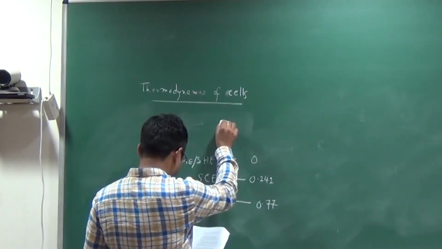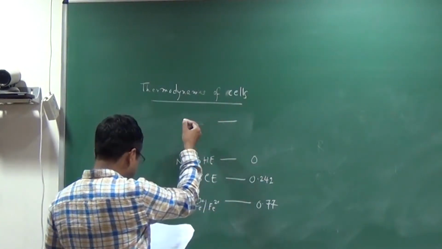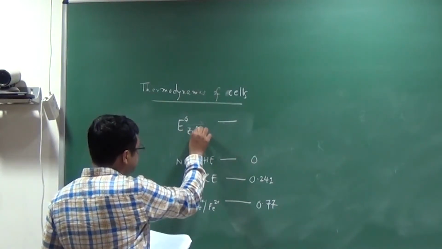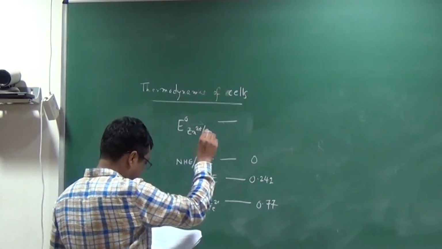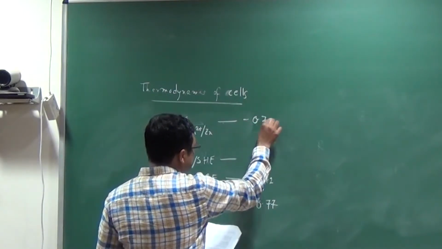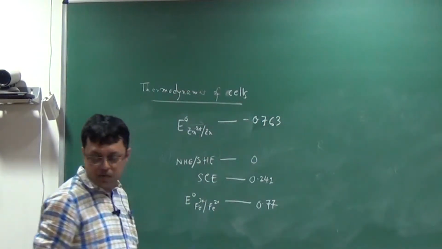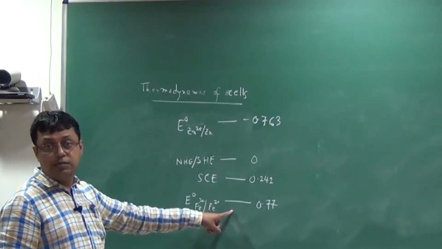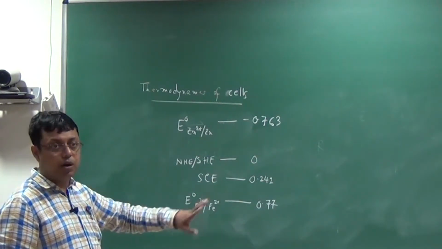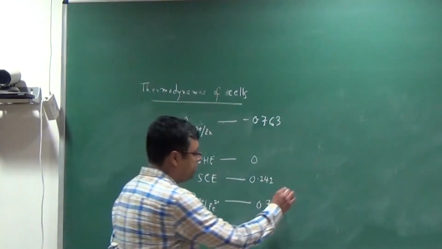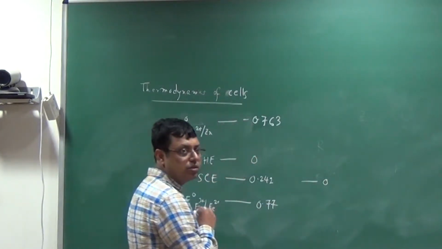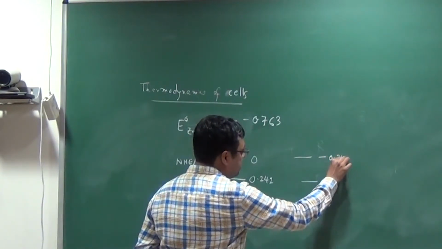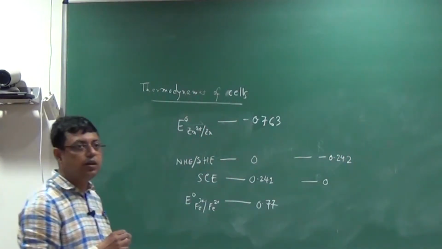Also take something which is negative. Let's take the zinc couple, Zn2+ to Zn, which is minus 0.763. Now this is a relative scale again. I could have plotted it with this one as 0, and then this would basically be minus 0.242, something like that. So these are on a relative scale.